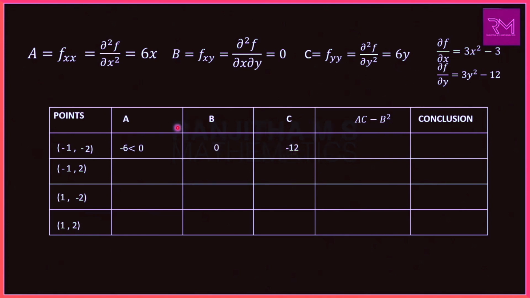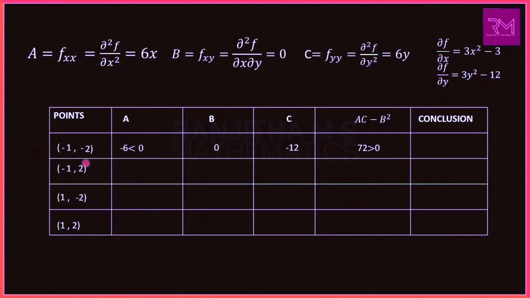After obtaining the A, B, C values, next we have to find AC minus B square and check whether it is greater than 0 or less than 0. Here A is -6 and C is -12. Hence 6 times 12 is 72, minus B square where B is 0. So AC minus B square is 72, which is greater than 0.